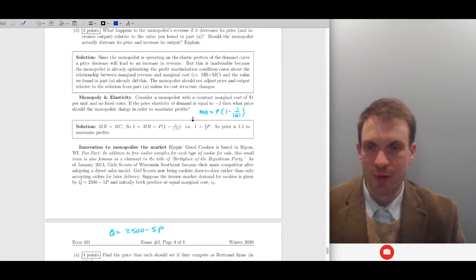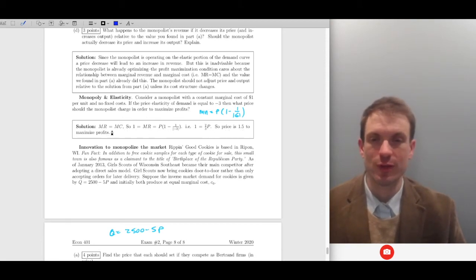We also know marginal revenue is equal to marginal cost, so I'm just going to set 1 equal to this expression, substitute in for epsilon here, and then solving, we'll find 1 is equal to 2/3 p. Where did that come from? 1 minus 1/3, right, is 2/3, times p is equal to 1, or price is 1.5 to maximize profits.